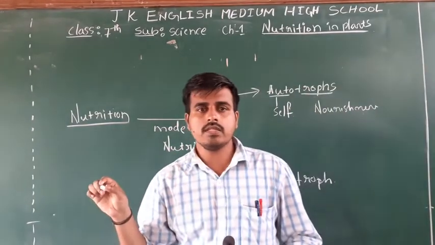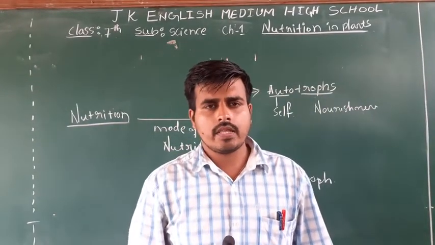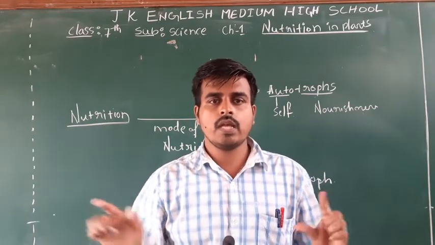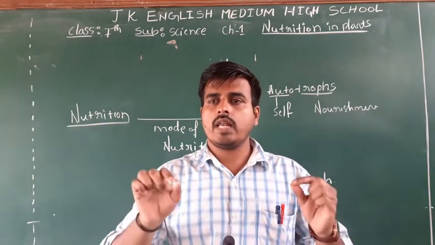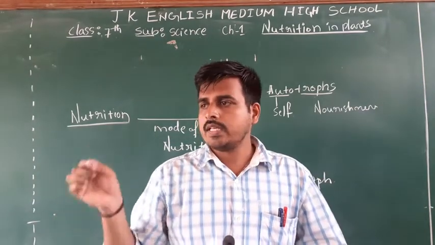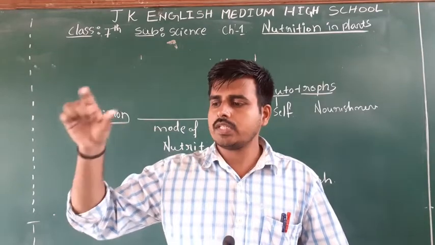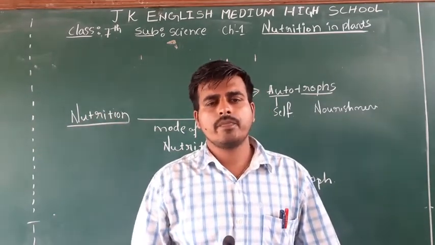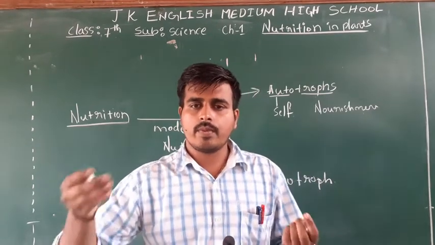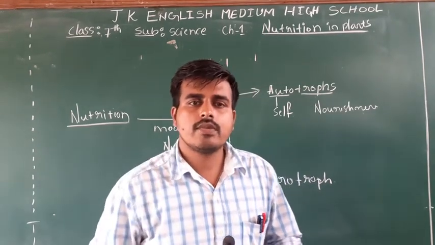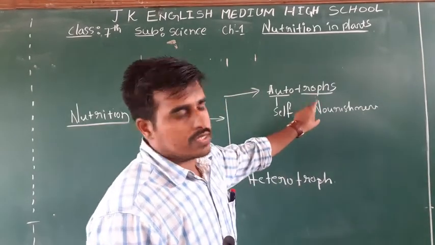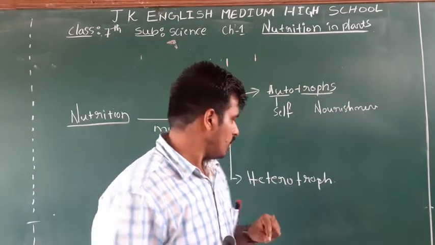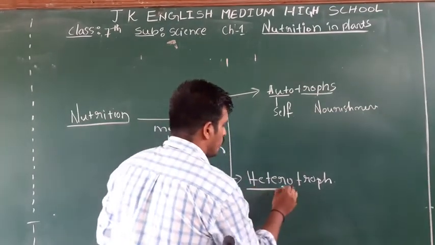The living beings which can prepare their own food without the help of other animals. I am not saying without the help of anything; they also absorb each and every material from the earth only, but they will not take the help of any other animals. They will prepare their own food. Such living beings are known as autotrophs. Self nourishment, they know how to nourish themselves. Then comes the heterotroph. Hetero means other.